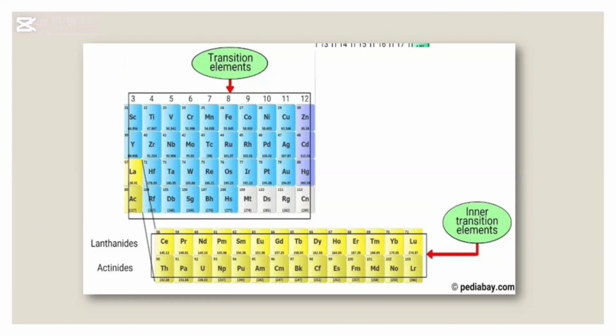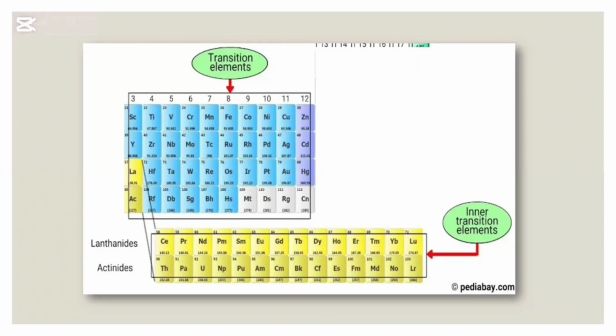And for the inner transition elements, these elements are located at the bottom of the periodic table with electron filling up to the f orbital. They include the rare earth elements like lanthanides and the radioactive elements like actinides. These d orbitals and f orbitals are included in the electronic configuration, and I'm not going to explain it in this video because I will explain it in a separate video.